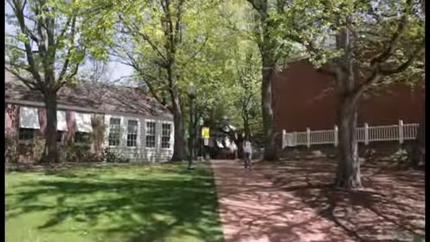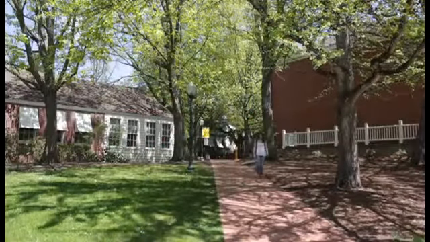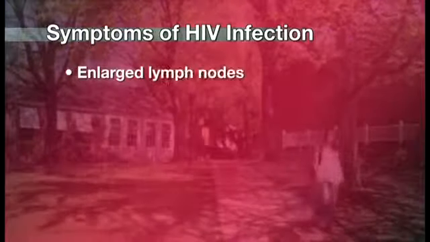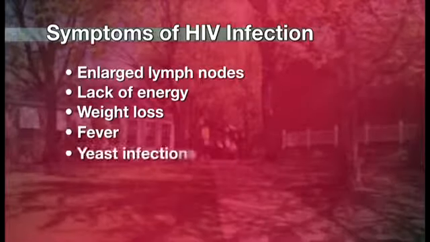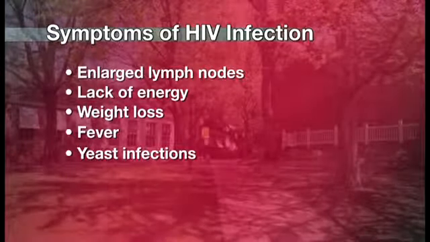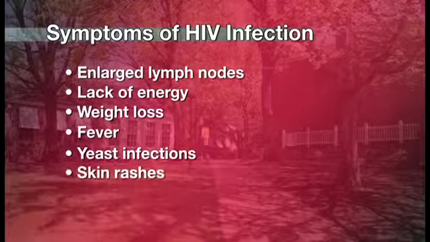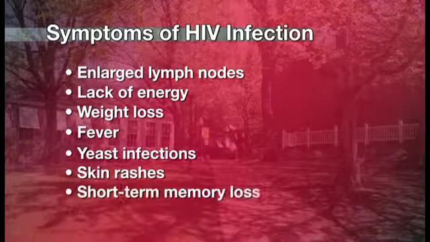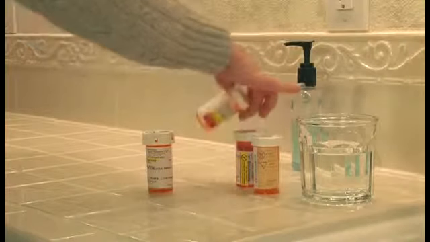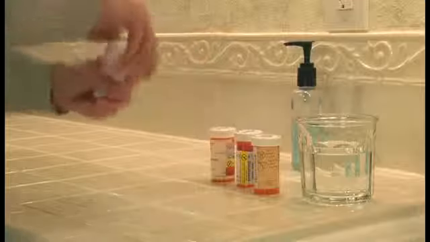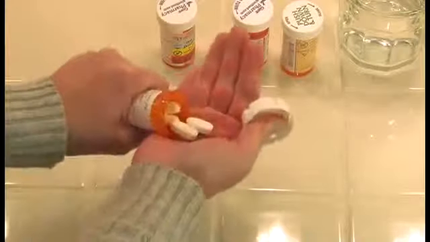It could take many years before an HIV-infected person shows symptoms of disease. These symptoms include enlarged lymph nodes, lack of energy, weight loss, frequent fevers, persistent or frequent yeast infections of the mouth or vagina, persistent or frequent skin rashes, and short-term memory loss. While there is no immunization or known cure for HIV, effective new drug therapies keep HIV-infected persons healthy longer and have dramatically reduced the death rate.